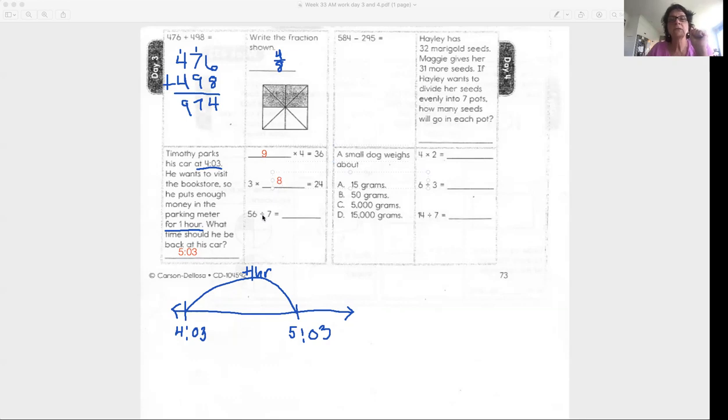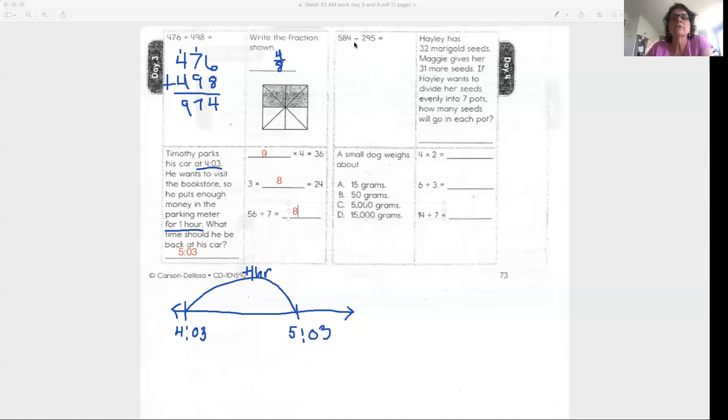And the last one is 56 divided by 7. Notice in each one of these, we were looking for an unknown factor. This is division, but we're still looking for an unknown factor. We can skip count by 7s until we get to 56, unless you know that fact. Remember, Mrs. Reed gave you a trick. 7 times 8 equals 56, and then you've got those numbers 5, 6, 7, and 8 all in your number sentence. So I know my answer is 8, but you could also skip count by 7s until you got to 56, and you would still get 8. All right, let's move on to day 4.